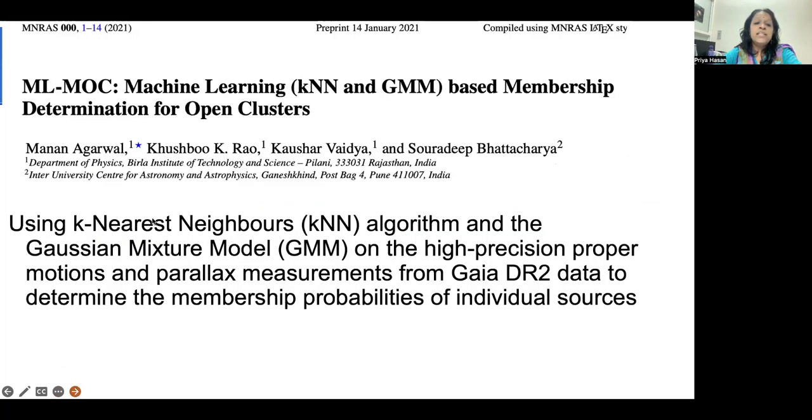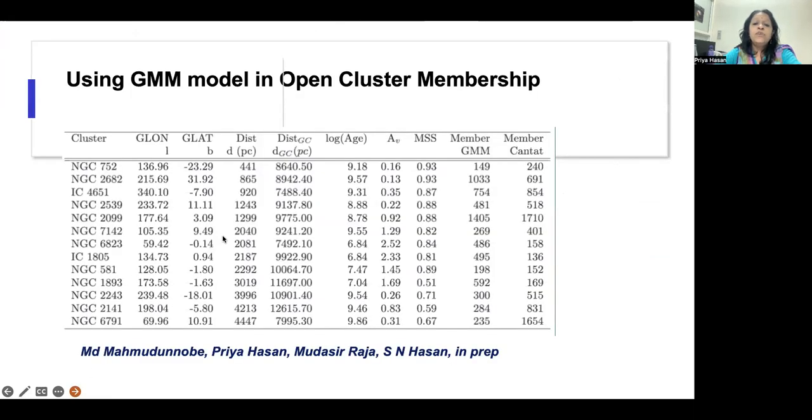In this case, this is the earlier paper by Manan and Agarwal, which they used for looking for Gaussian mixture model. Now we did it for a larger sample. We did a sample of 10 clusters for which we actually look for this. And using Gaussian mixture model, you can see that in some of them we have an improvement in the membership of candidate members, but in some of them it's not necessarily always a membership improvement. It is not always like that.